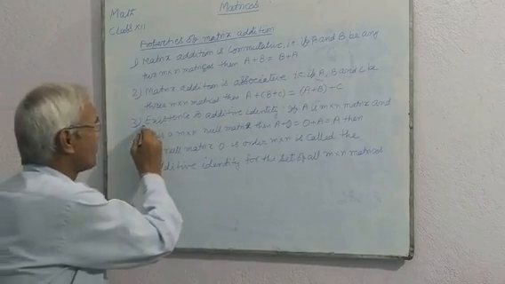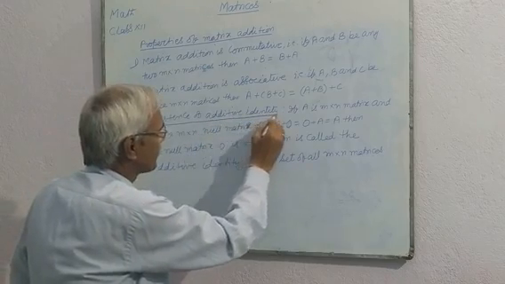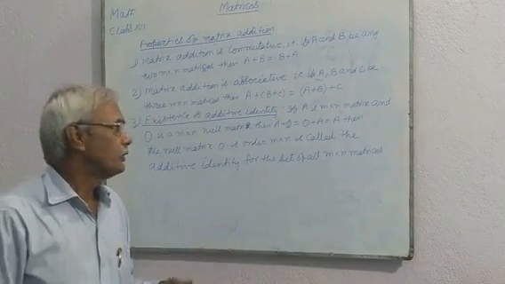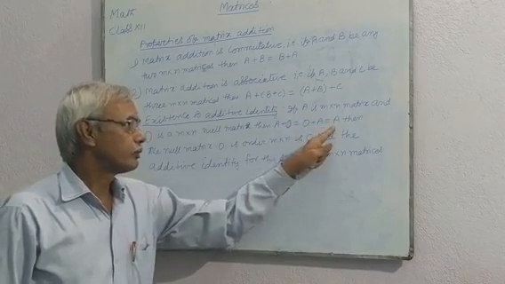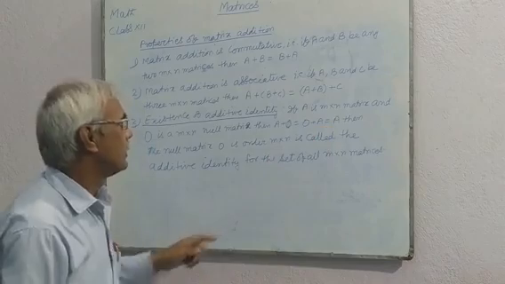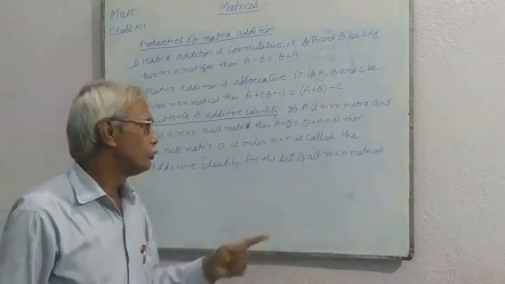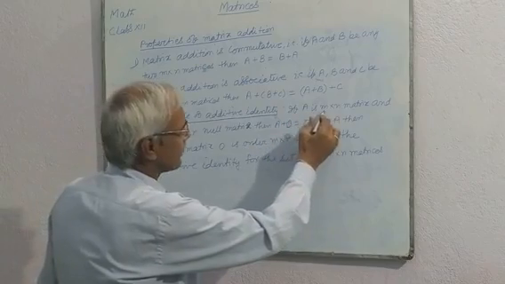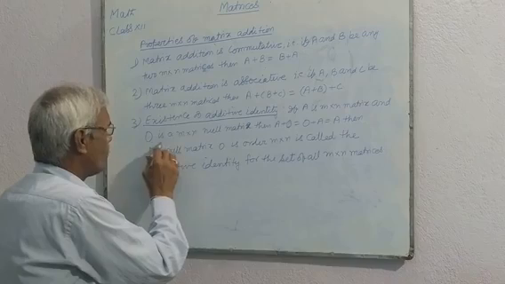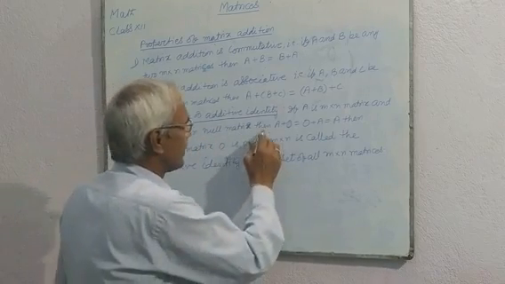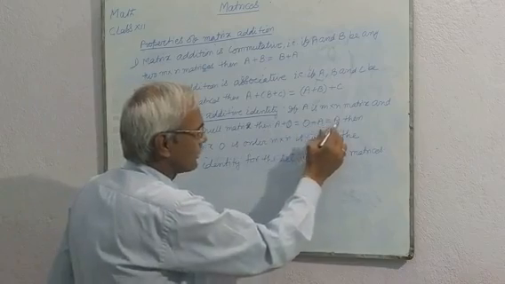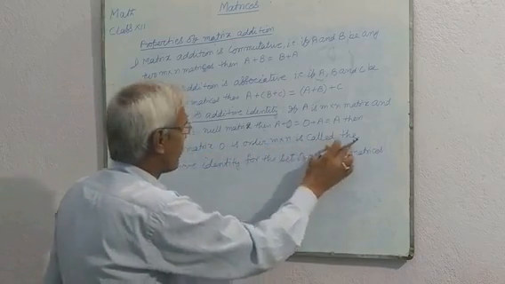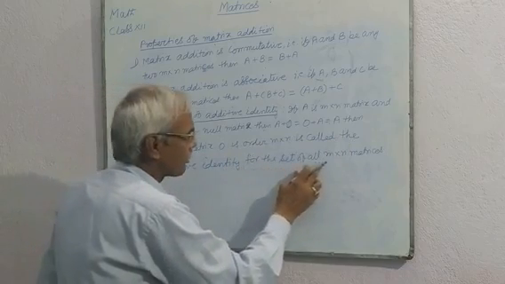Third, existence of additive identity. If a matrix is added to any matrix and the same matrix comes out, then the matrix being added is called the additive identity. Here, if A is an m into n matrix and O is an m into n null matrix, then A plus O equals O plus A equals A. Then the null matrix O of order m into n is called the additive identity for the set of all m into n matrices.